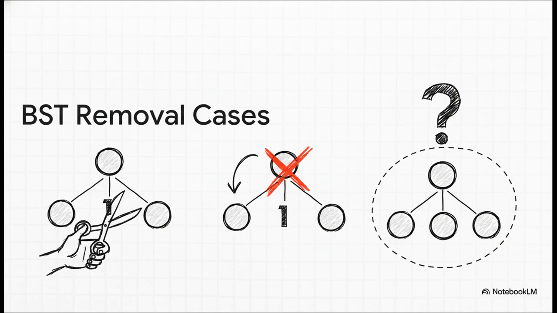Okay, now for removing data. This is the trickiest operation of the bunch. You can't just yank a node out of the middle of the tree because you'll break that one sacred rule we've been talking about. So to do it right, we have to think about 3 different situations.